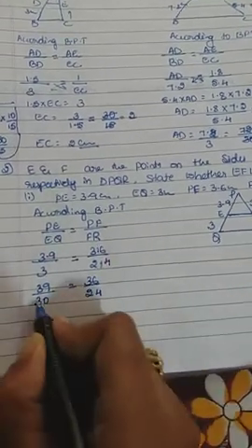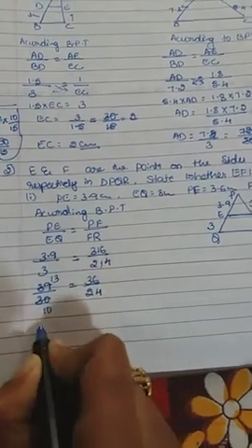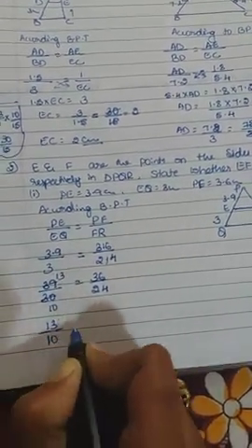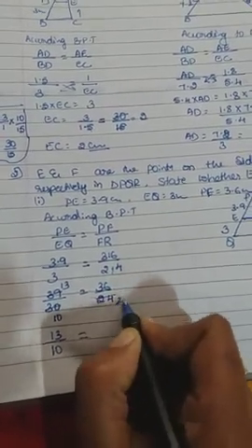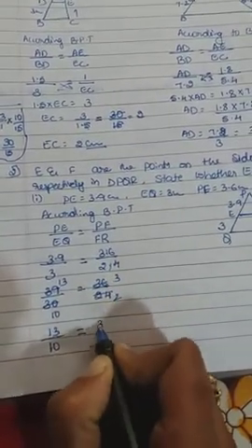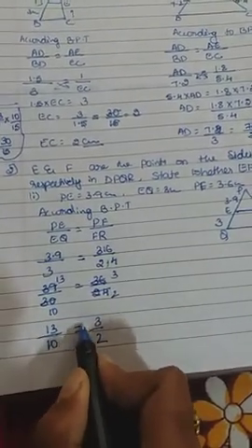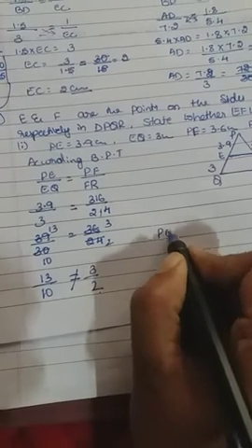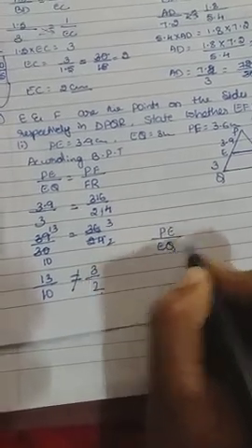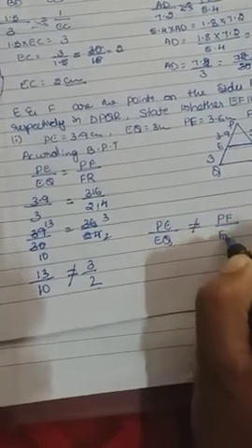Okay, so next we can solve: 3 tens are 30, 3 ones are 3, 3 threes are 13 divided by 10 equals, so here we can go for 12, 12 twos are 24, 12 threes are 36, that equals 3 divided by 2. So here 13 divided by 10 is not equal to 3 divided by 2. If it is not equal, that shows what? PE divided by EQ is not equal to PF divided by FR.